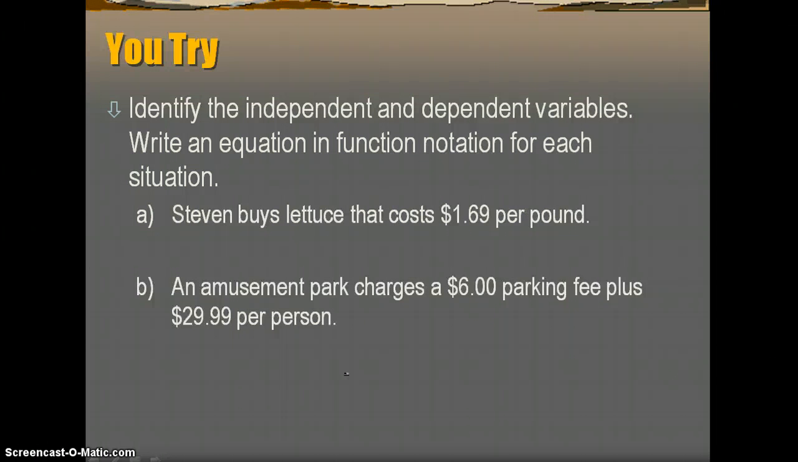So for your Try It, identify the independent and dependent variables, write an equation in function notation for each situation. A says Stephen buys lettuce that costs $1.69 per pound, and B is an amusement park charges a $6 parking fee plus $29.99 per person. Again, hopefully by the last examples you will be able to answer these two questions. If not, please make sure you have it set up so that you can answer or ask questions in class.